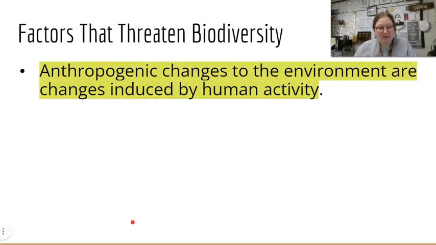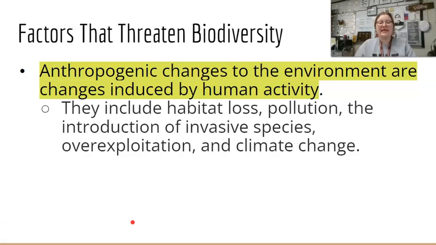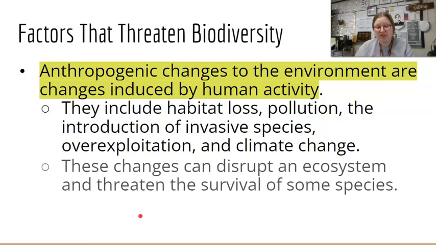Anthropogenic changes to the environment are changes induced by human activity. Anthro means anything human. So, human changes to the environment. They include habitat loss, pollution, the introduction of invasive species, overexploitation, and climate change. These changes can disrupt an ecosystem and threaten the survival of some species.